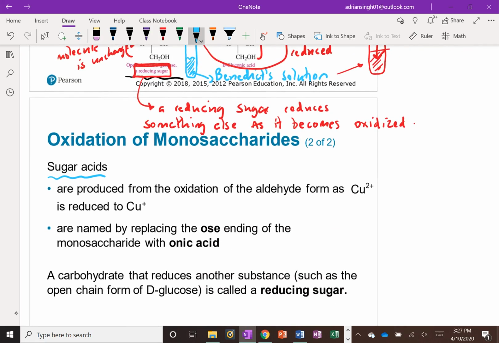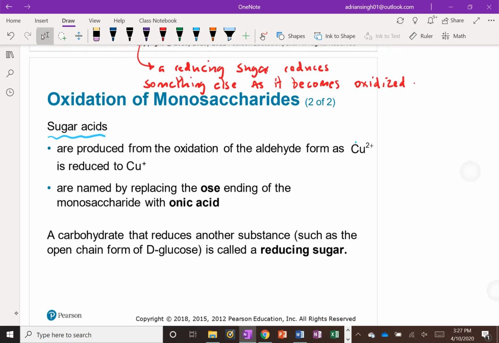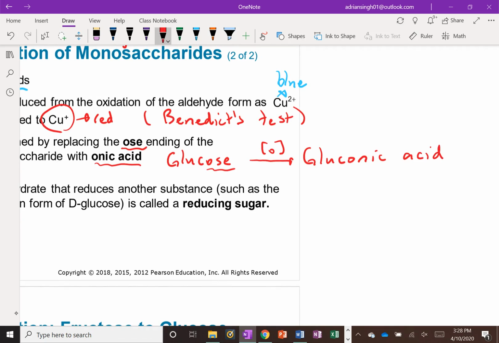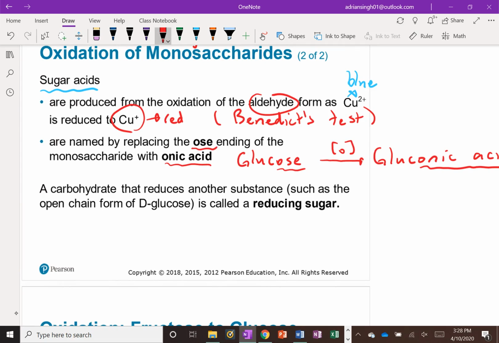Right, and like we said, it's produced in the oxidation of the aldehyde as the blue copper 2+ from the Benedict solution is reduced to the copper 1+. And we name the corresponding sugar acid by changing the -ose and replacing it with an -onic acid. So for instance, glucose undergoes oxidation and it changes to, now we drop the -ose, and it becomes gluconic acid. The only change that's happening there is we're changing the aldehyde group to the carboxylic acid group.